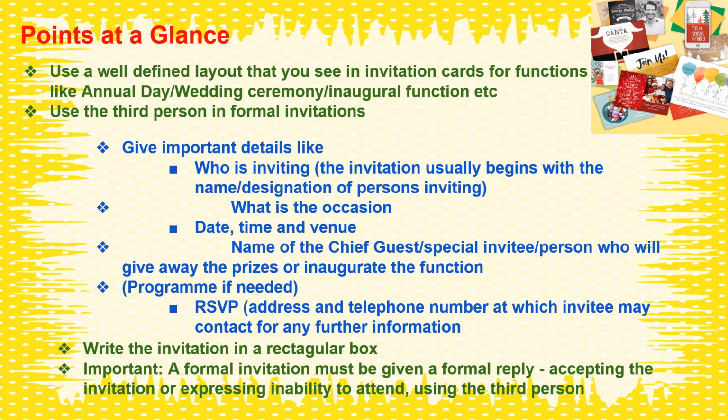Some of the important information can be highlighted. Points at a glance: use a well-defined layout that you see in invitation cards for functions like annual day, wedding ceremony, inaugural function, etc. Use the third person in formal invitations. Give important details like who is inviting. The invitation usually begins with the name and designation of the persons inviting. What is the occasion? Date, time and venue. Name of the chief guest, special invitee, person who will give away the prizes or inaugurate the function. Program if needed. RSVP: address and telephone number at which the invitee may contact for any further information. Write the invitation in a rectangular box.